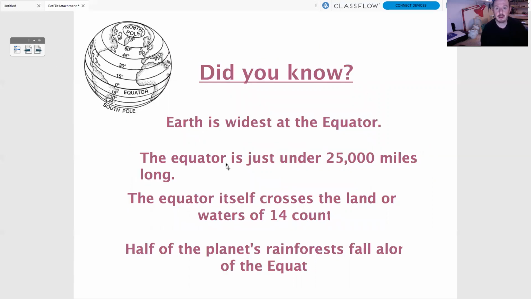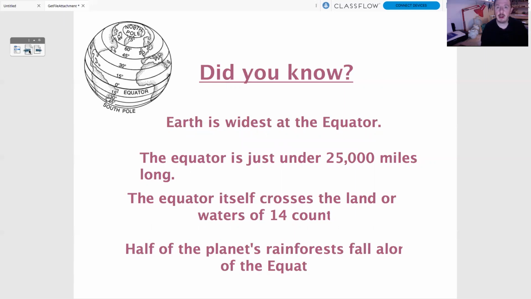facts if you like. So the equator, Earth is widest at the equator. We discussed that earlier. It's just under 25,000 miles long, the equator, 25,000 miles. And it crosses the land or waters of 14 different countries. And about half, maybe even a little bit more than half, of the planet's rainforests are located along the equator line. It's an interesting fact about rainforests there.